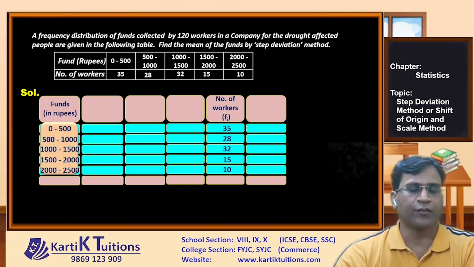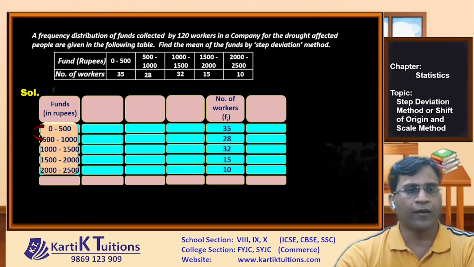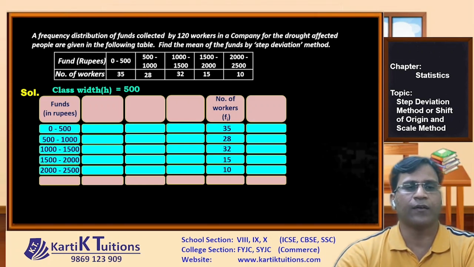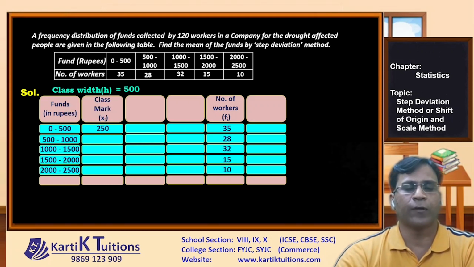First we'll find the class width. Now see here, 500 minus 0 gives us 500. So your class width here is 500. Then we need to find the class mark. What is class mark? Lower limit plus upper limit upon 2. So 0 plus 500 upon 2 gives us 250. Now just keep on adding class width to the class mark. So it becomes 750, then 1250, then 1750, and then 2250.